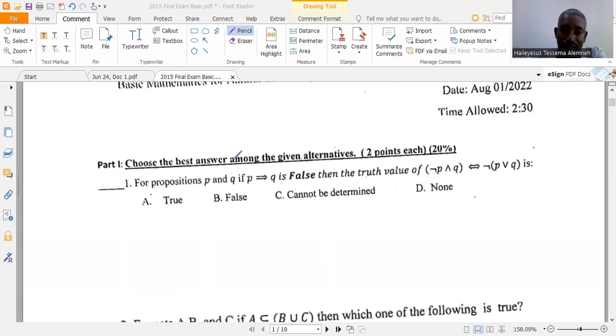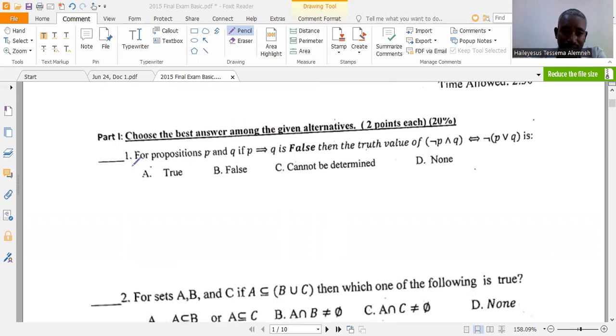So the first question from the last year exam says, if the propositions P and Q are given and if P implies Q is a false statement, then what is the truth value of negation of P and Q, by implies negation of P or Q?